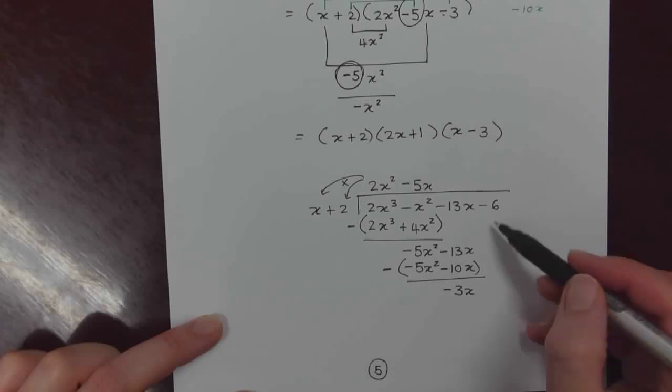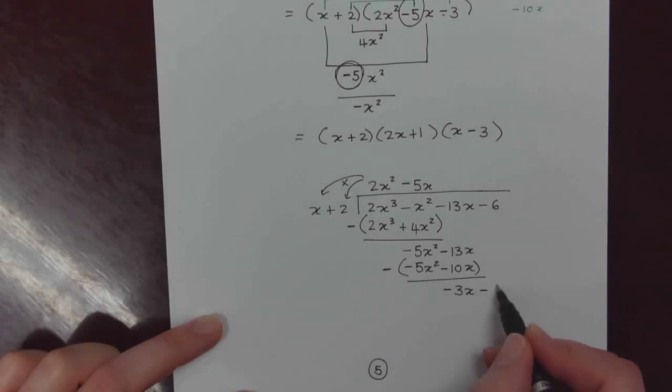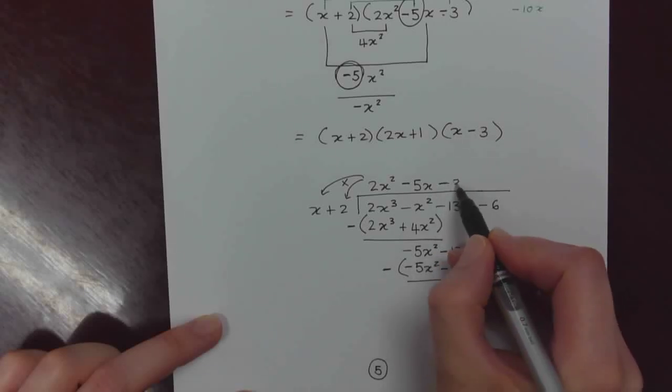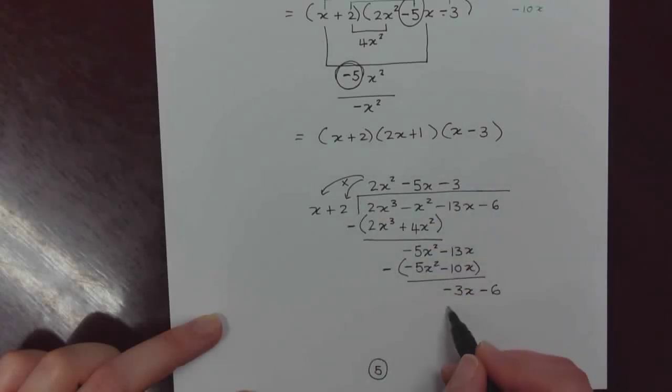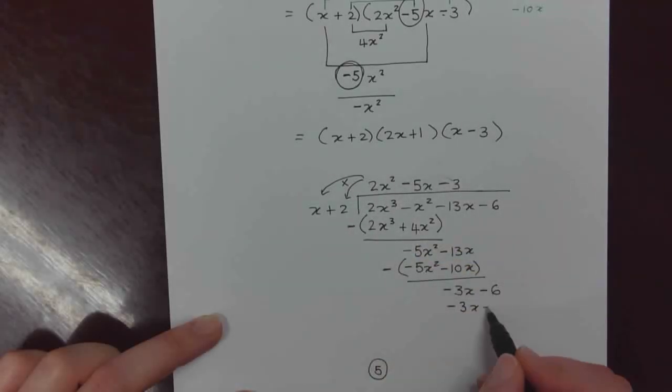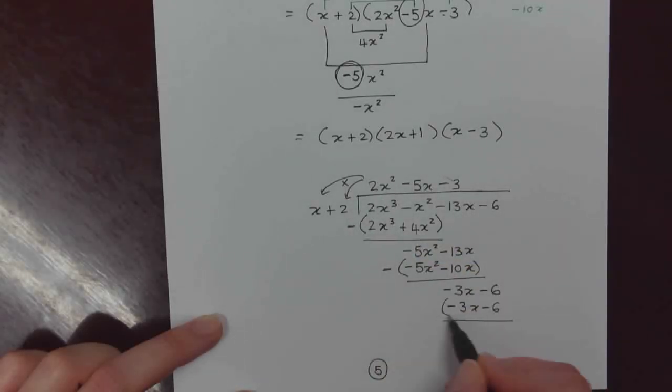And then one last time, bring down the minus 6. And we say x goes into minus 3x minus 3 times. And if I multiply down, I get that minus 3x. And if I multiply down, I get the minus 6, which should happen. I should then say minus 3x minus 3x is 0. But more importantly, minus 6 minus 6 is 0, which is my remainder of 0, which is part of the factor theorem.